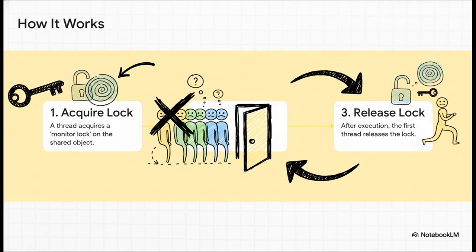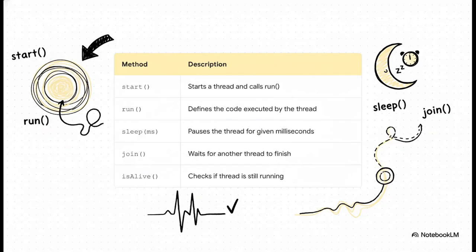Now, this is incredibly safe, but you can probably see the trade-off. Making other threads wait can slow things down. So developers have to be really smart about using it only where it's absolutely necessary. And just to give you a quick peek behind the curtain, these are some of the actual tools developers use to manage all these threads. They can start them up, define what they actually do in the run method, tell them to sleep for a little while, or even make one thread join or wait for another one to finish its job. It's a pretty powerful toolkit for choreographing this incredibly complex dance.